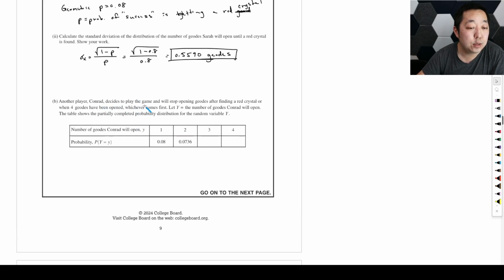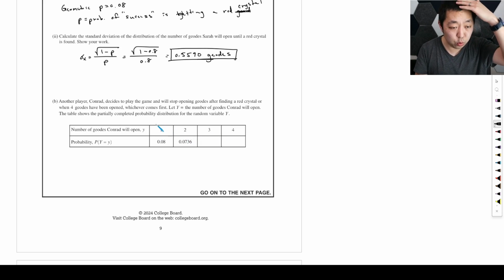Another player, Conrad, decides to play the game. He will stop opening geodes after finding a red crystal or when 4 geodes have been opened, whichever comes first. Oh, so it's kind of interesting. It's whichever comes first, so it's not either. It's not really a binomial, not really geometric. It's just going to be a kind of thing we have to generate. Let y be the number of geodes Conrad will open. The table shows a partially completed probability distribution.